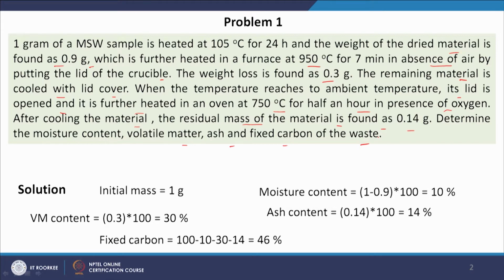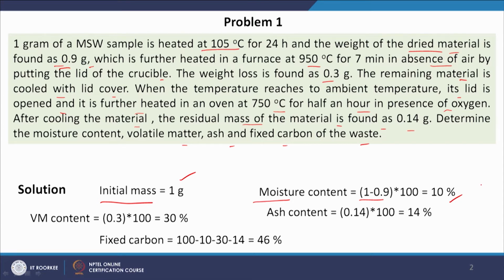So, this problem is a case of proximate analysis, and we can solve it as per our discussion in the previous class. So, here we have initial mass equal to 1 gram and then moisture content is how much? The first one is moisture content, which is heated at 105 degree centigrade for 24 hours. So, the dried material is 0.9. So, the remaining 1 minus 0.9, that is our loss. So, that is the moisture. So, 1 minus 0.9 divided by 1 into 100. So, 10%. So, 10% moisture we are getting.